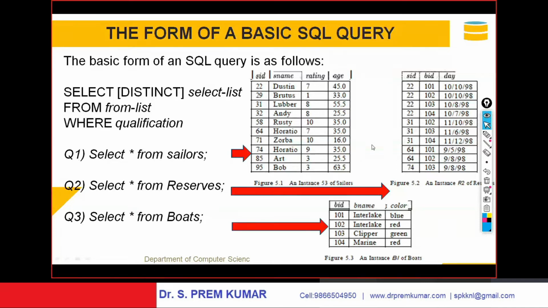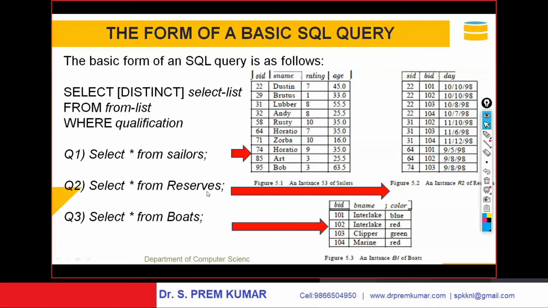This is the syntax: select distinct, selection list, from list, which is the table list, where qualification means condition. In the selection list I am using asterisk. Asterisk means I'll get complete information. From where? From the sailors table. Sailors is the table.